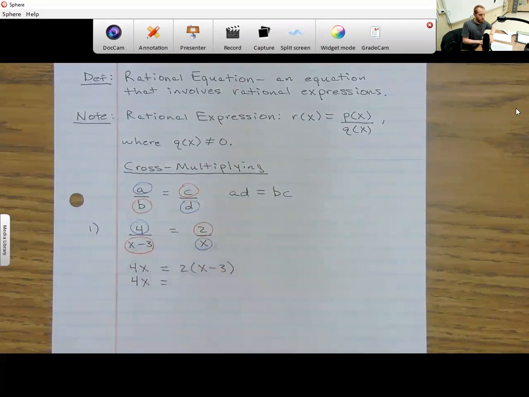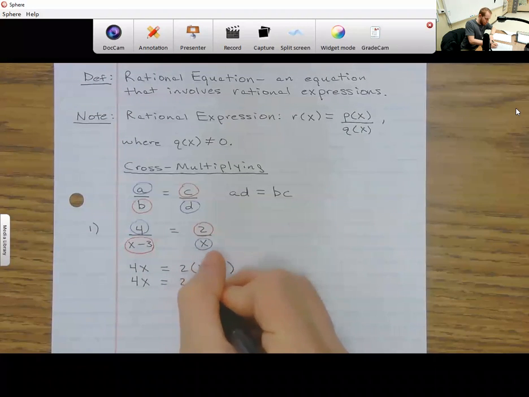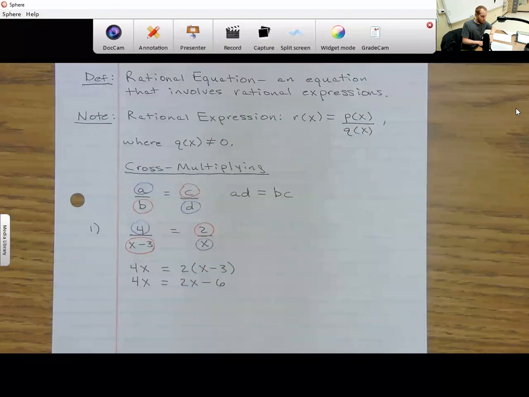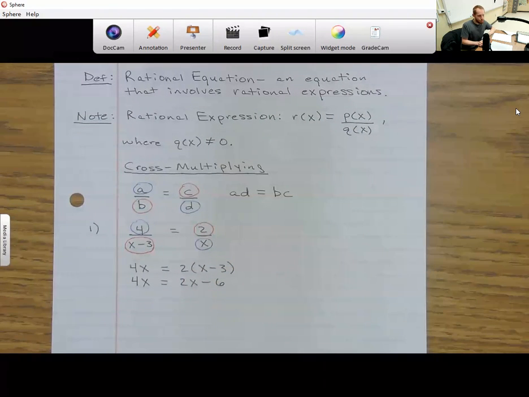And I bring down my equal sign. So now I have 2 times x minus 3. Well, if I distribute the 2, I'm going to get 2x minus 6. And then I just try to get all the x terms on one side, and all the regular numbers on the other side, so that way I can get x by itself.